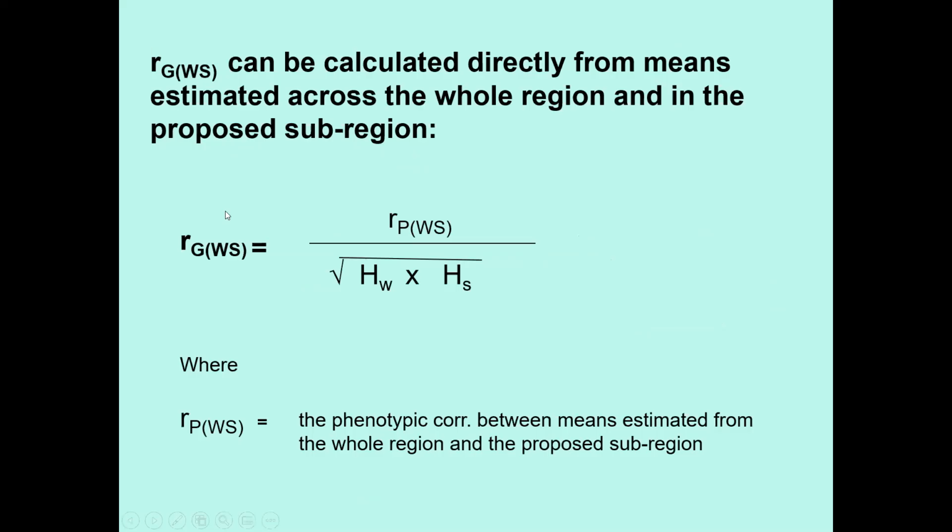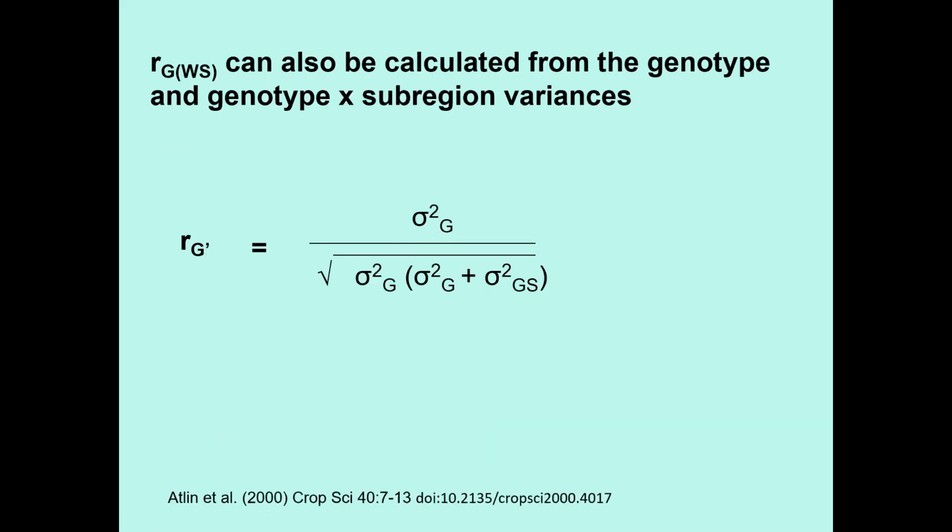There's a method originally published, I think, by Mark Cooper, which estimates this type of genetic correlation. You get the phenotypic correlation between means in the whole and the subregion, and you divide it by the geometric mean of the heritabilities. It tends to be very sensitive to variance component estimates, so it tends to be a noisy estimator.